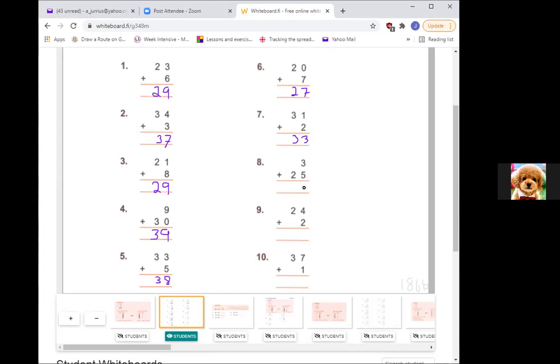3 plus 25 equals. So add the ones column first. 3 plus 25 equals 28. That's right. 3 plus 5 is 8. 2 plus nothing is 2. 28. Selena, can you do number 9, please?